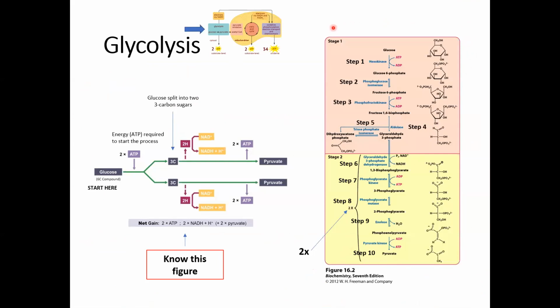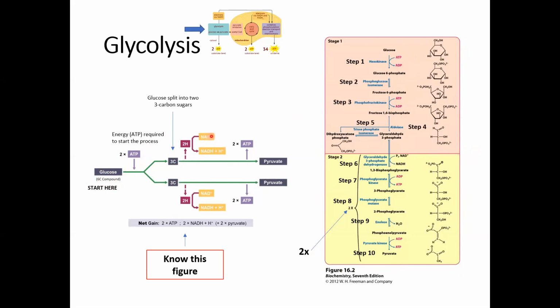Phase 1 is what we refer to as the energy investment phase, and phase 2 is what we refer to as the energy harvest phase. Essentially you start with that 6 carbon sugar glucose. 2 ATPs are required, in step 1 and step 3, to form these two 3 carbon sugars. The 3 carbon sugar formed here is identical to the 3 carbon sugar formed here, so whatever happens here is going to also occur down here.